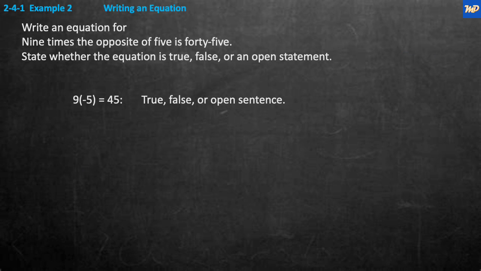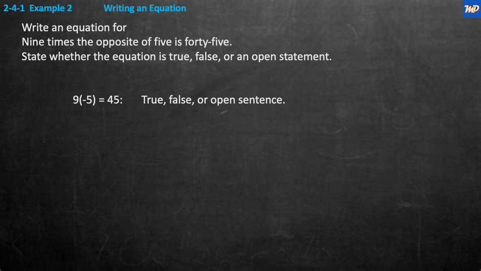Example 2, writing an equation. Let's write an equation for 9 times the opposite of 5. Remember what opposites were? We talked about those before. 9 times the opposite of 5 is 45. State whether the equation is true, false, or an open statement.